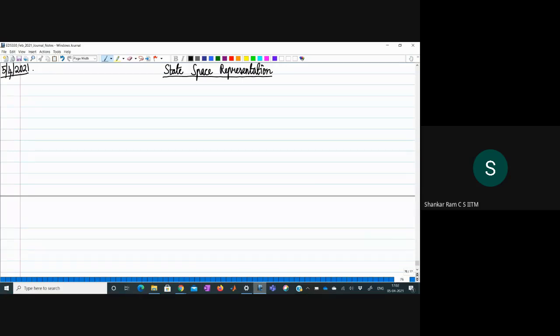When we look at the transfer function representation, the governing equations of the class of systems under study take the form of linear ordinary differential equations with constant coefficients. So we apply the Laplace transform to the governing equations and get the transfer function. We go to the complex domain and do the analysis, and that's what we learned till now.